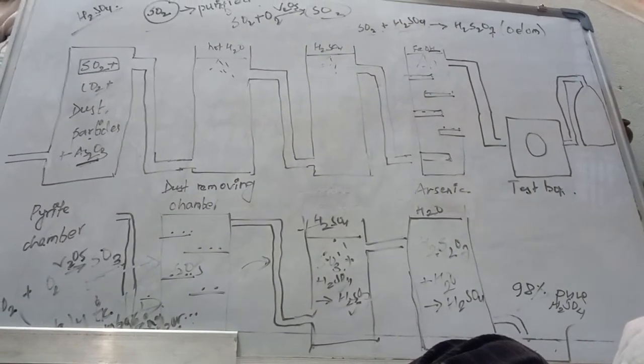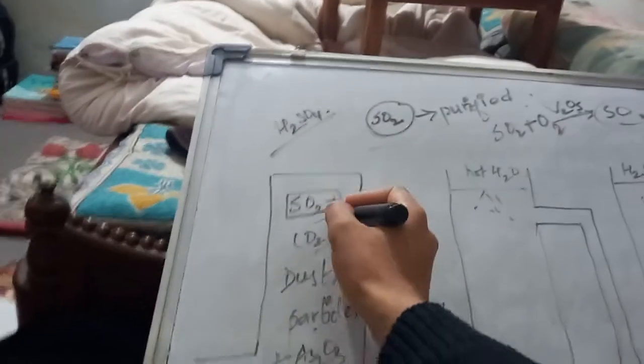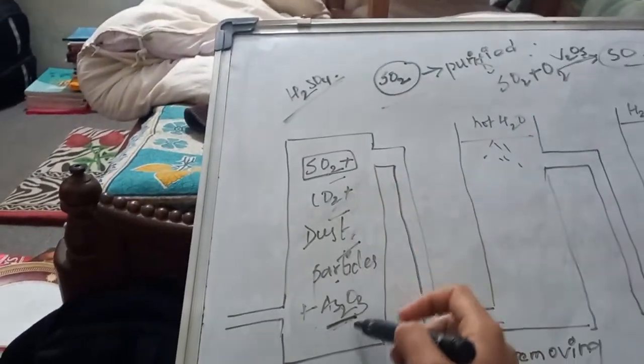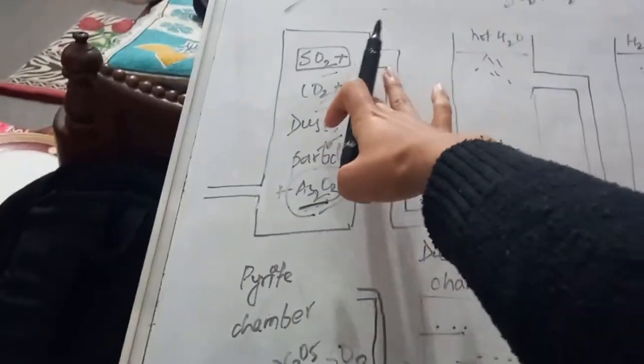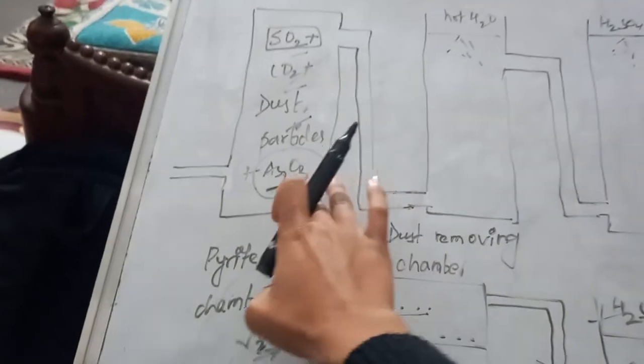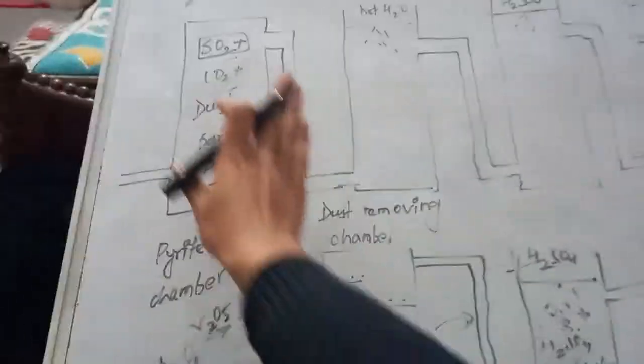I think I am able to make you understand the whole reaction. Firstly, remember that we have SO2, CO2, dust particles, and arsenic. Then one by one, you go on removing. Dust particles are removed by hot water, CO2 by H2SO4, arsenic by FeOH. Then we have to test in the test box. Then this is the preheater. Then the main process of manufacturing goes on. This whole part is purifying and the main process goes on here.